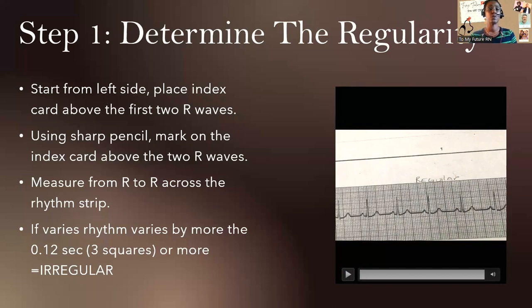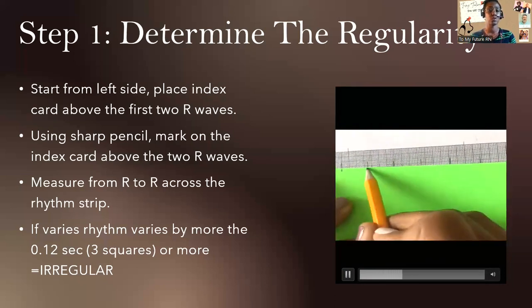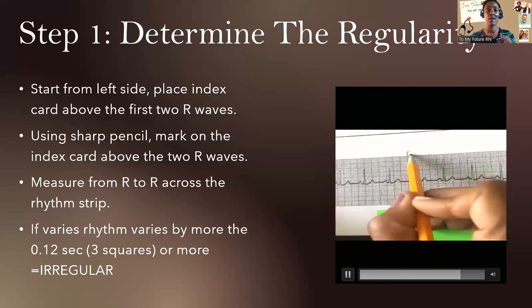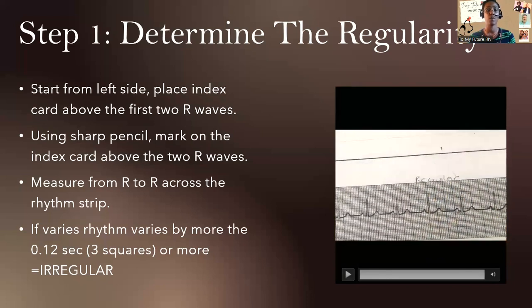Step 1, we're going to determine the regularity of the rhythm. You mark your 2 R waves, using this quick little video, and you march it right across, okay? If they land on each R wave, it's regular, okay? You do this until your eyes are trained to see, okay, this is a regular rhythm. You would be able to see exactly when the next beat should be coming.